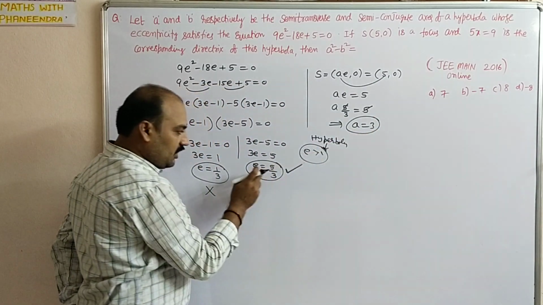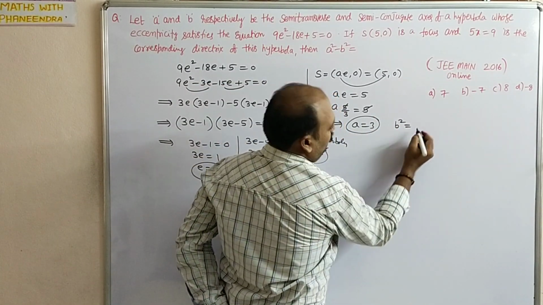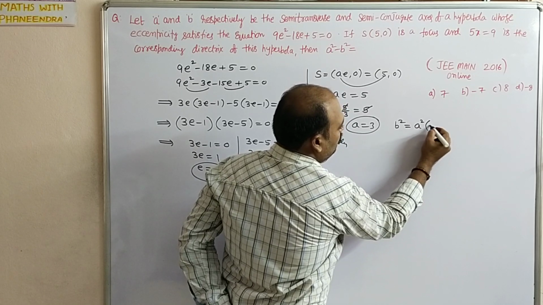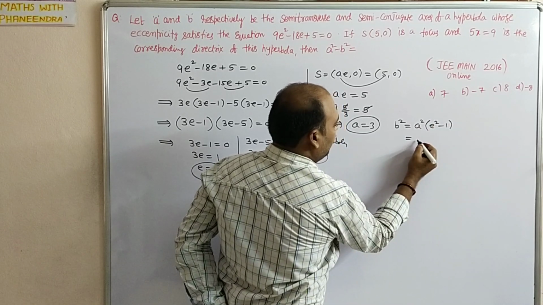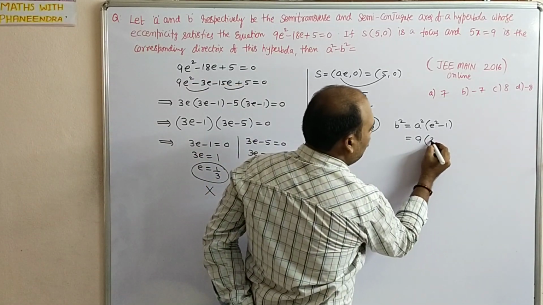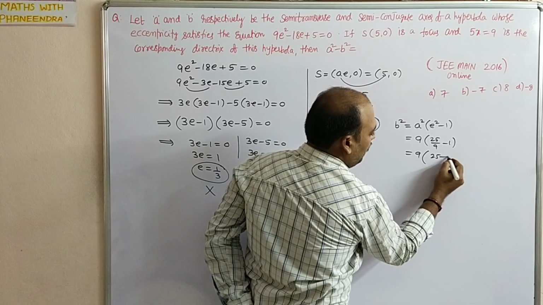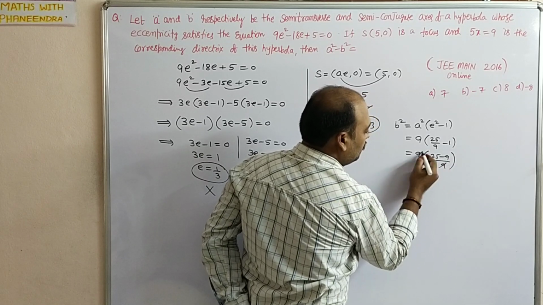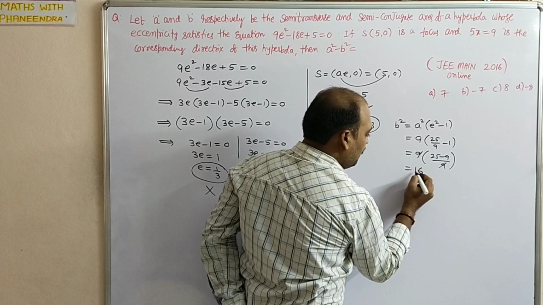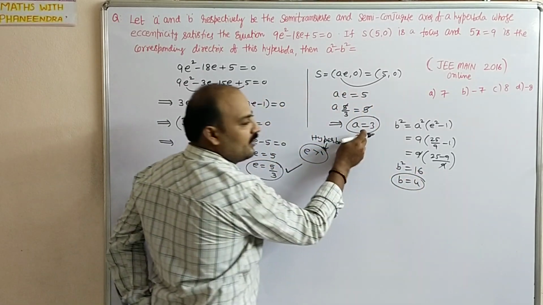A value we know, E value we know, so B square value will come. B square is equal to A square into E square minus 1. So A square is 9 into E square, 5 by 3 whole square, means 25 by 9, minus 1. So 9 into (25 minus 9) by 9. 25 minus 9 is 16. So B square is equal to 16. B is equal to 4. A value, B value, we got it now.